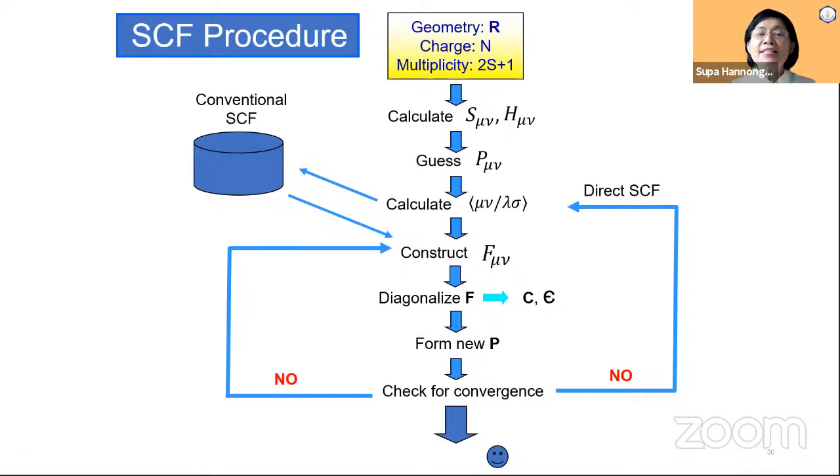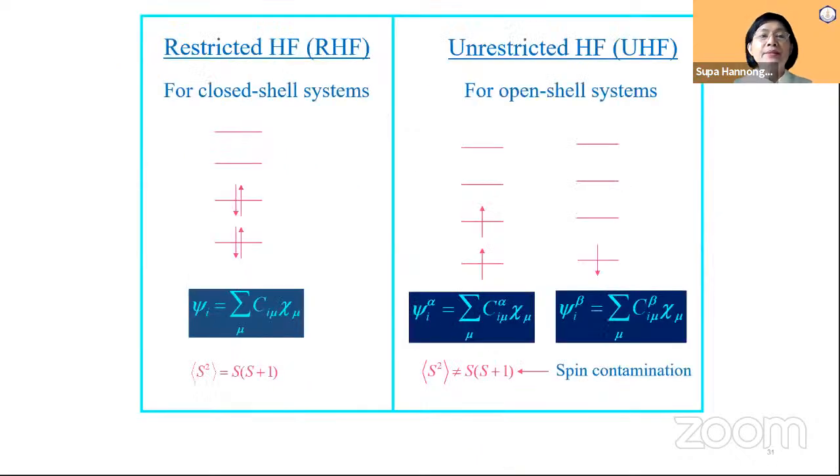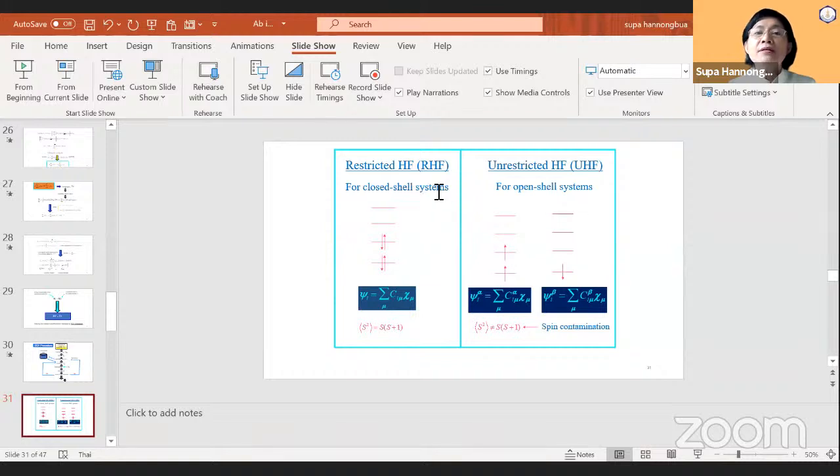So the SCF procedure is important to understand the process, just a concept. In practice, don't worry, the computer programming package will do it for you. Now, when I talk to you about the restricted Hartree-Fock, or RHF, we use it for the closed shell system.